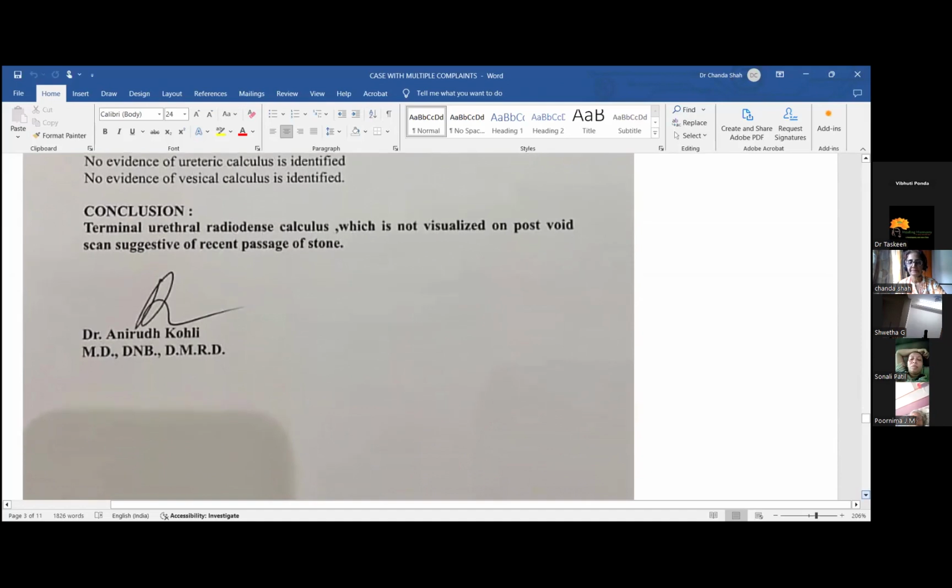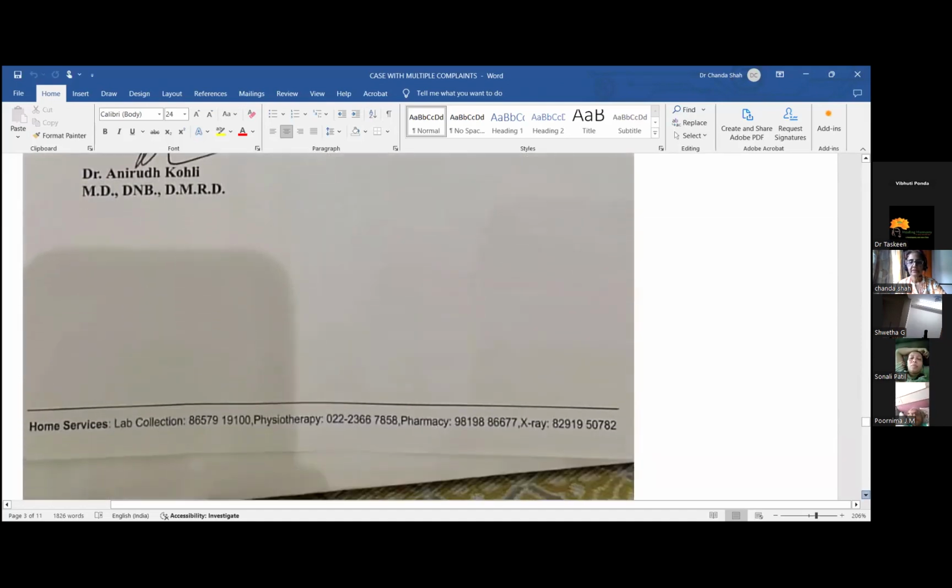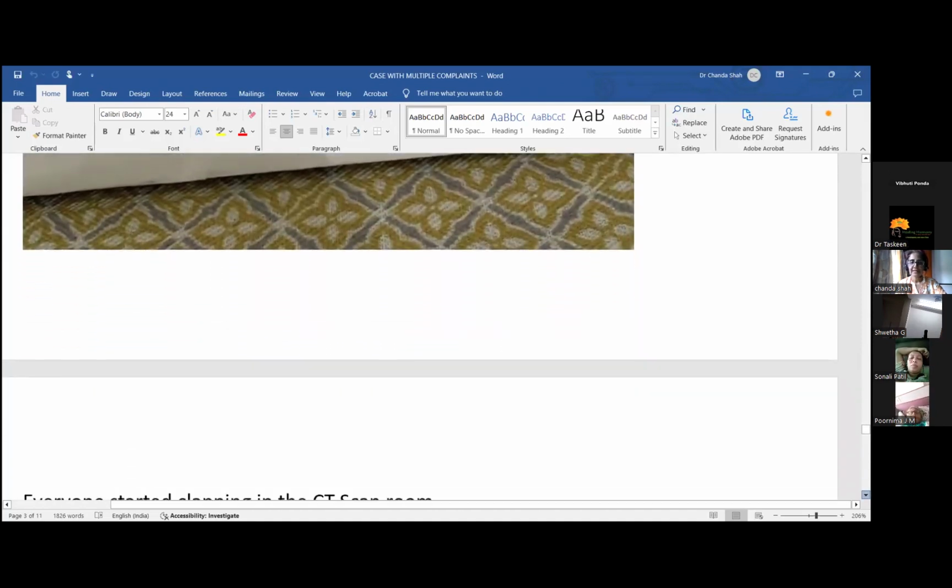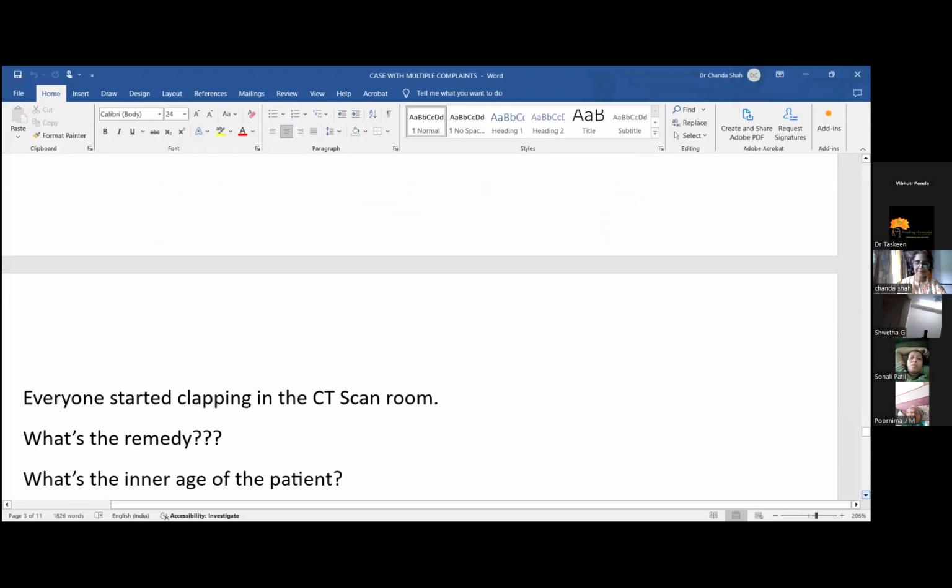Then what happened? Everyone started clapping in the CT scan room, because the stone finally came out.